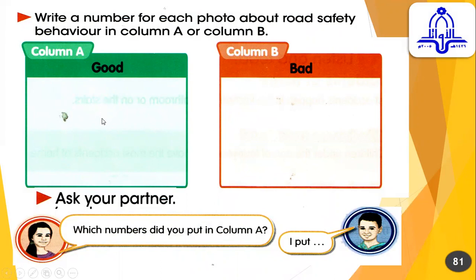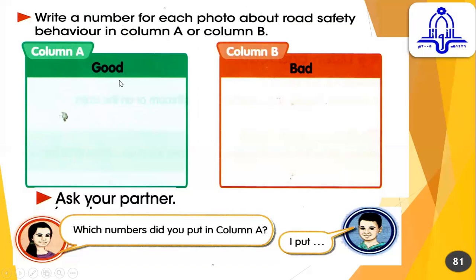So we will write the numbers of the photos and classify them into two columns. We will divide the photos shown on the poster into two types. Column A, the N is silent in column, we don't pronounce the N. Column A includes good road safety behavior, the numbers of the photos that indicate good behavior in road safety. And column B includes bad road safety behaviors, the numbers of the photos that indicate bad behavior.